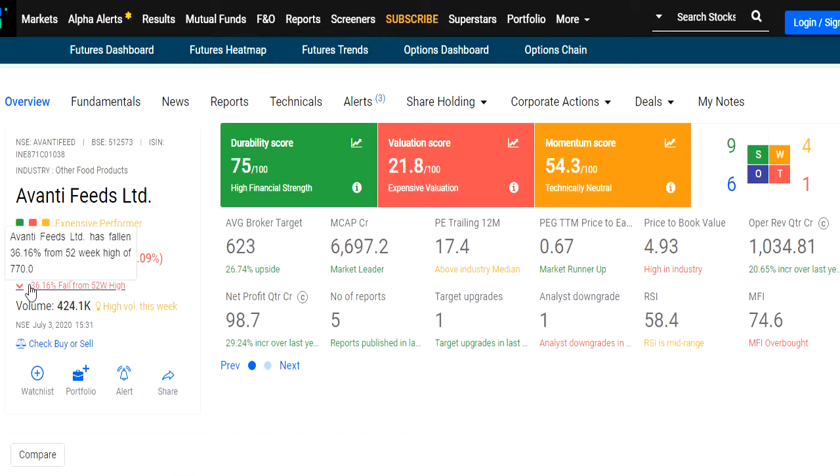And here I'm searching for the feeds. You can see it here nicely. It is telling how much it is falling, how much it is going from 50-week high to low, and you can search different companies and see all this. So you can see the durability score, valuation score, momentum score. The scores are given by the trendline.com, guys.